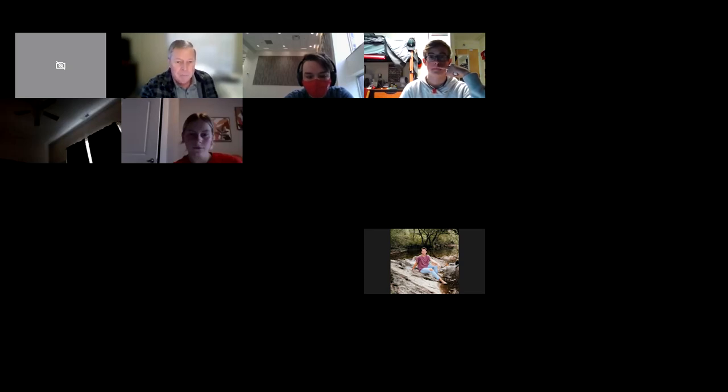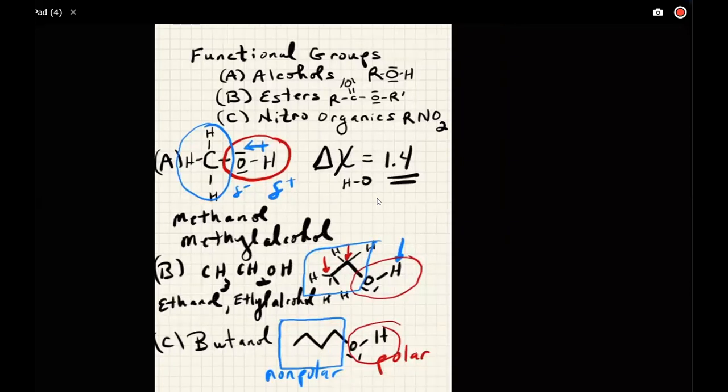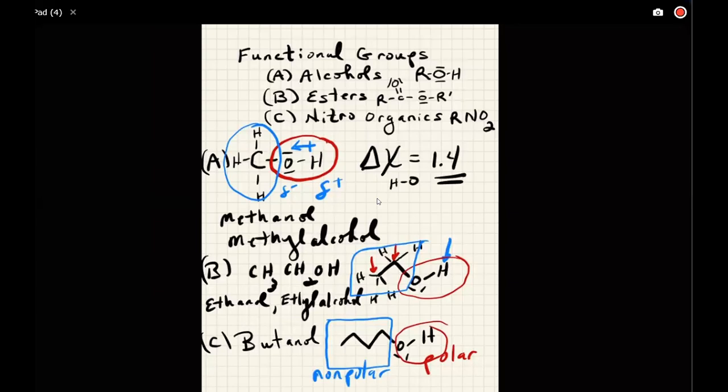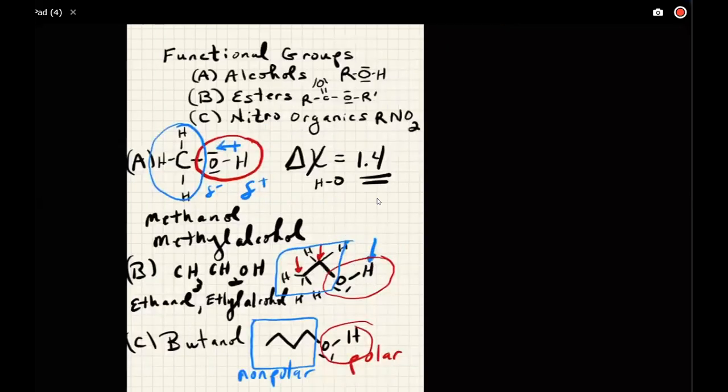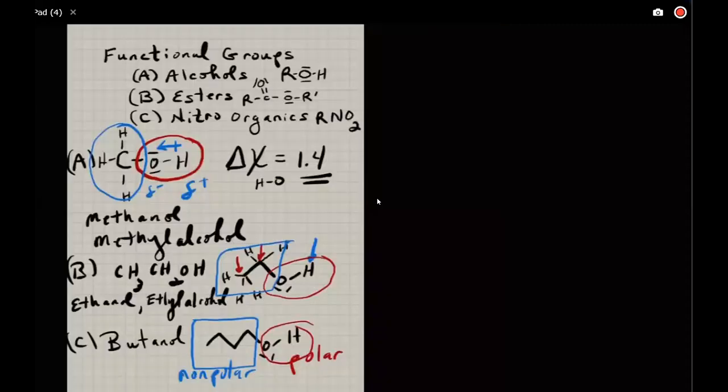So let me go ahead and get back to my Moodle page here real quick. Actually, let me put up this page instead. I need to add a page, sorry. So I next want to talk about esters as a functional group.